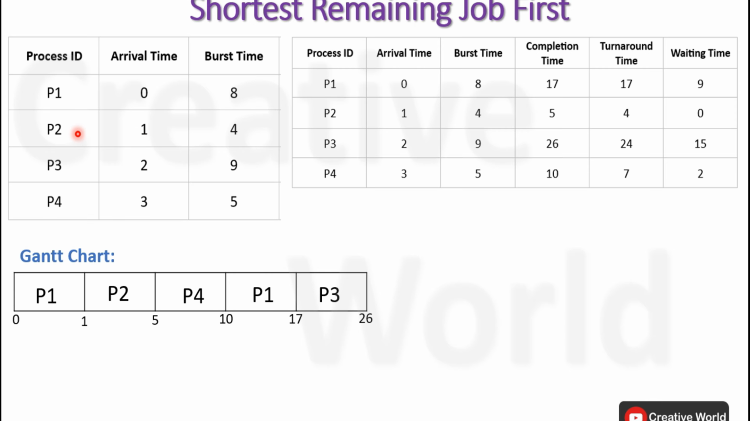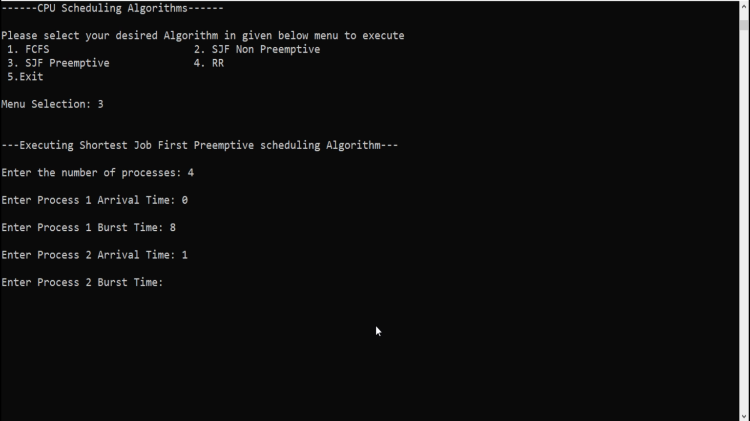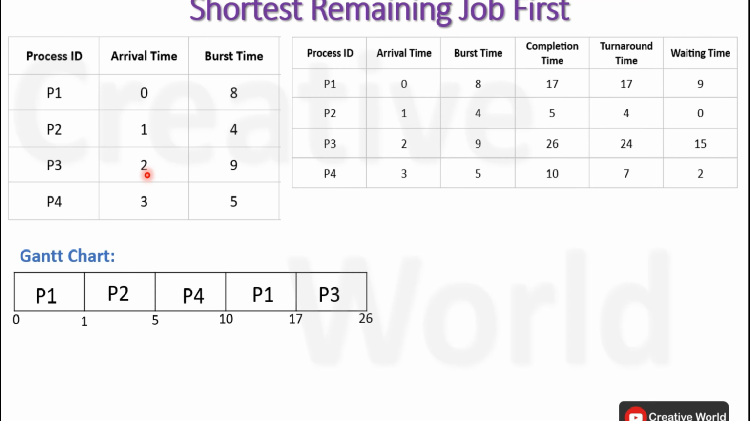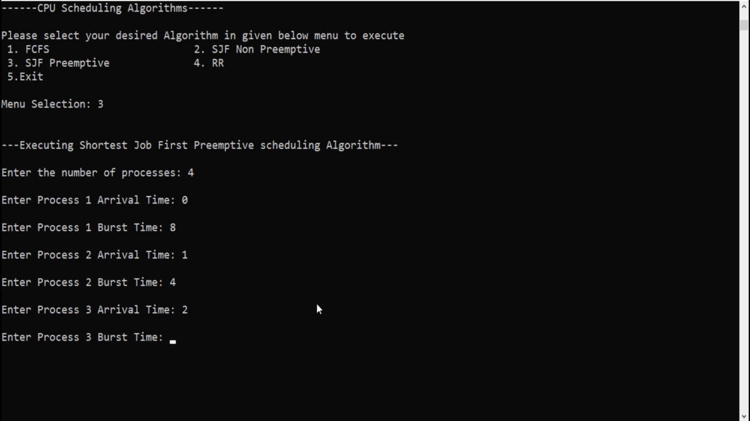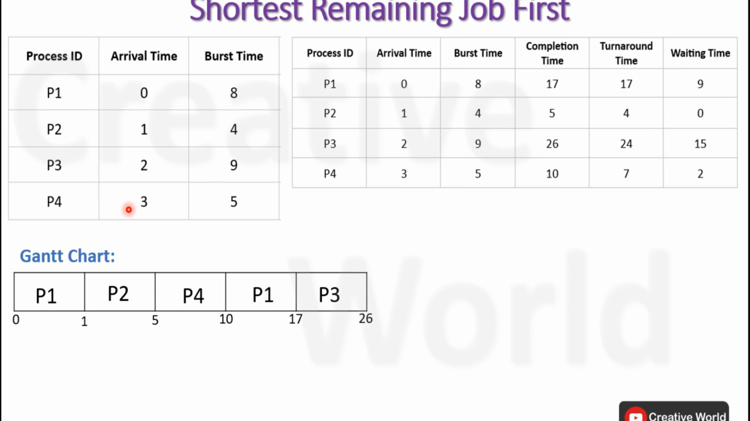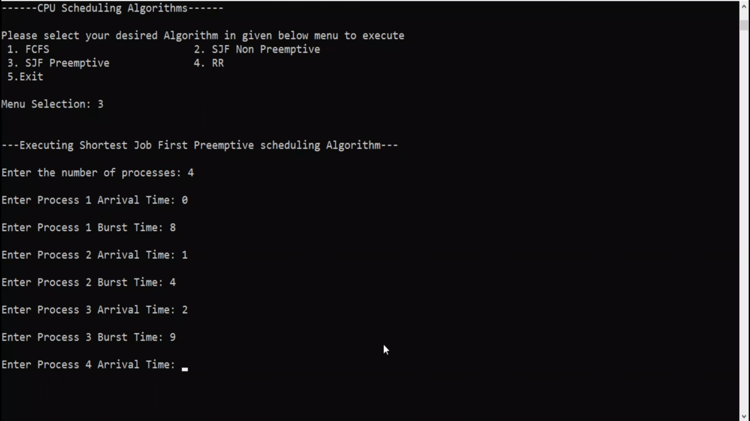Next process arrival time is 1 and burst time is 4. Next process arrival time is 2 and burst time is 9. And last process arrival time is 3 and burst time is 5.